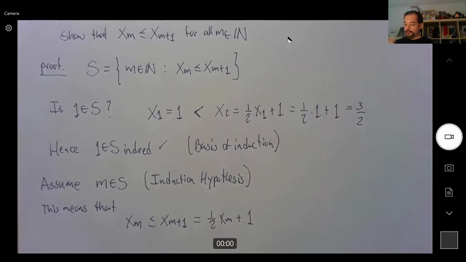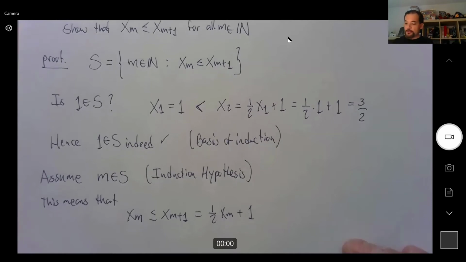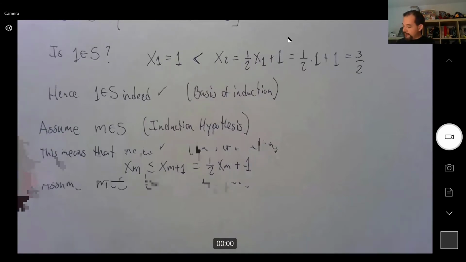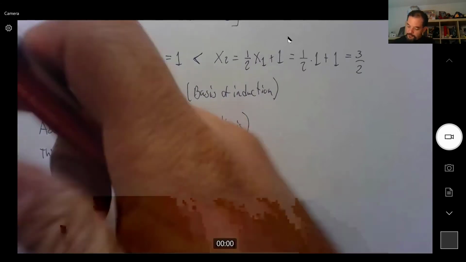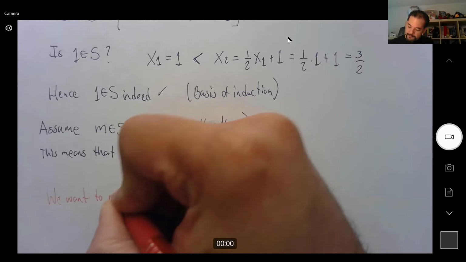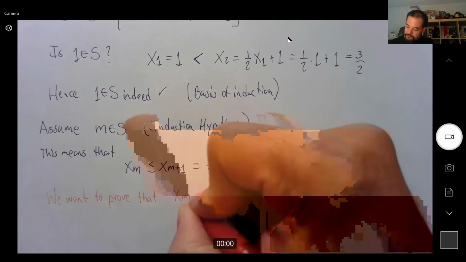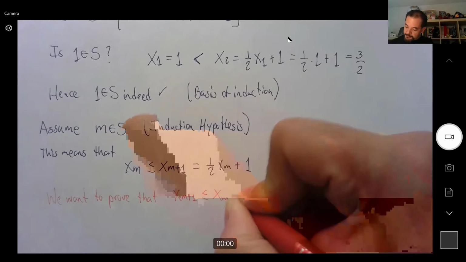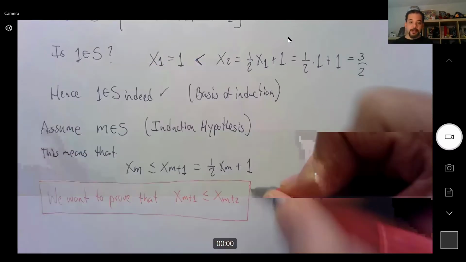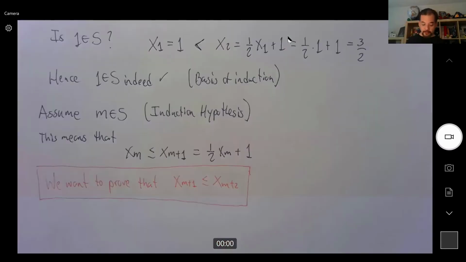Okay, and then what do we want to prove? So this is what we know. That's the induction hypothesis. And then what we want to prove is, let me write it here in red. We want to prove that xm plus 1 is less than or equal to xm plus 2. But we haven't done it, so that's why I'm putting it in red. You need to be careful where you write down what you want and you haven't done it, because someone that's reading your write-up may think that you're assuming what you want to prove, and that's a big mistake.